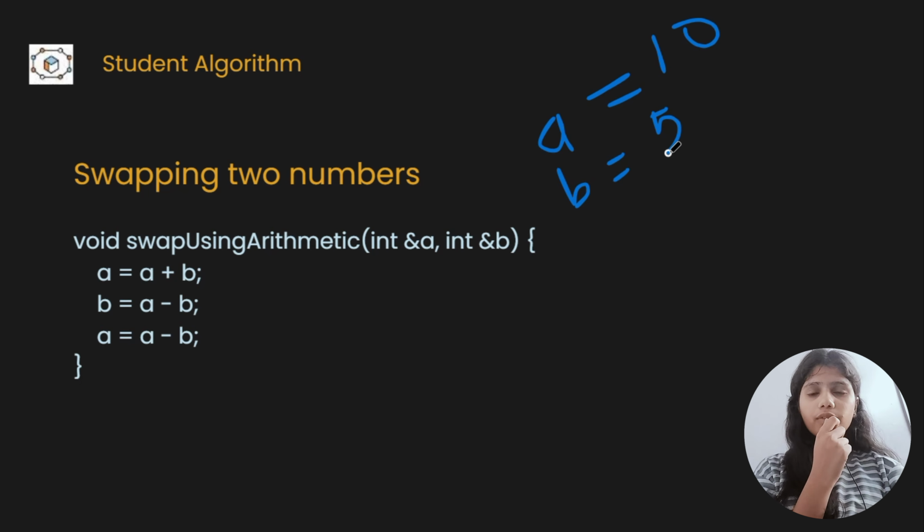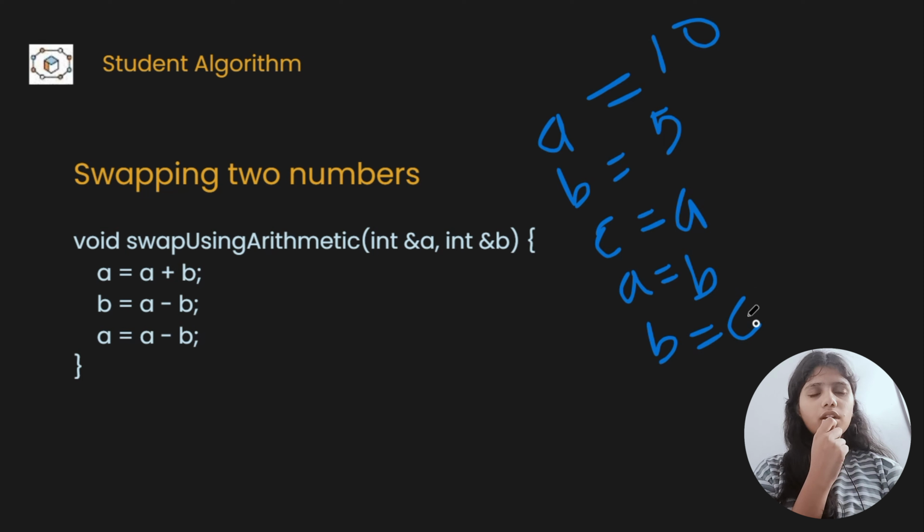Right? So how will we be swapping these numbers? You need to take a temporary variable c, initialize c with a, then transfer b to a, and then b is equal to c. Got it? First, we cannot simply write a equals b and b equals a. What happens if we do this?